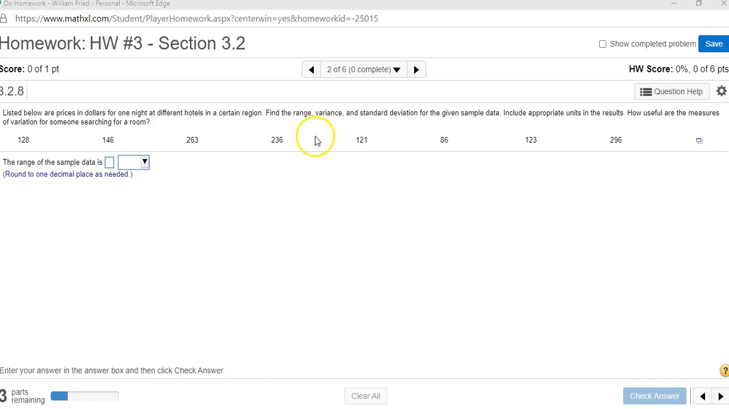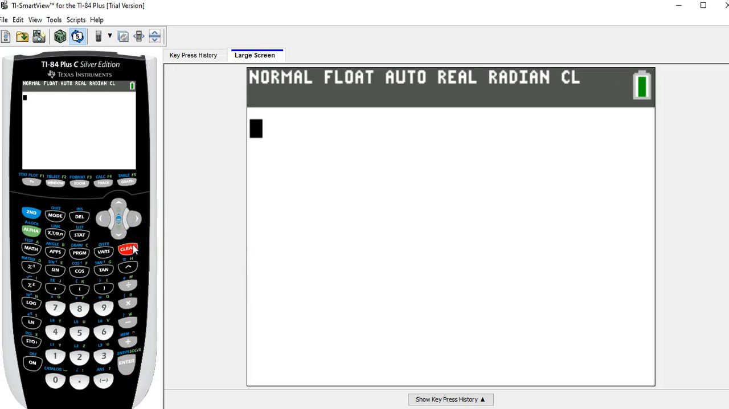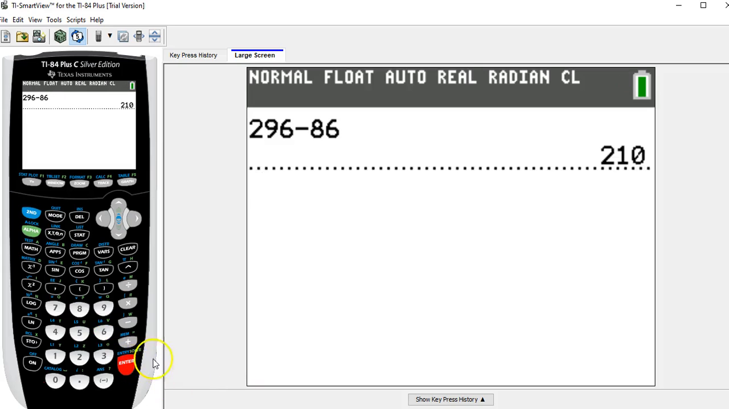First of all, the range is the highest value minus the lowest value. I'm just going to eyeball these numbers. It looks like the highest one is 296 and the lowest one is 86. So to calculate the range, let me clear that. I'm going to go 296 minus 86. And that gives me a range of $210.